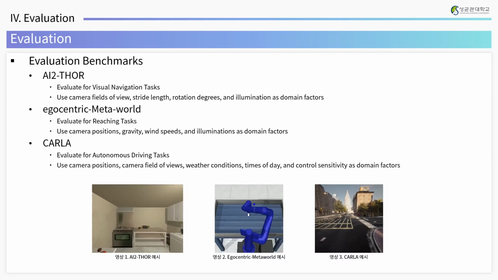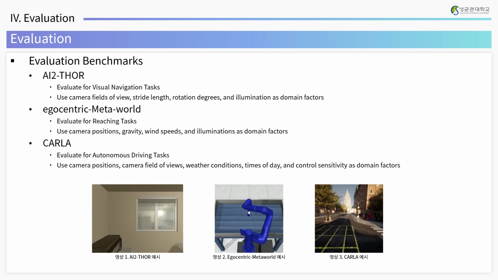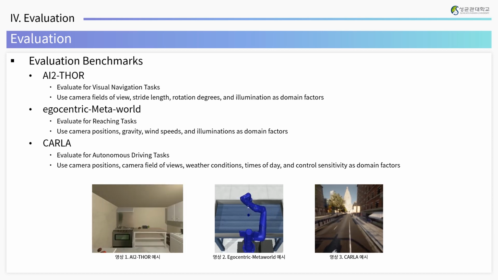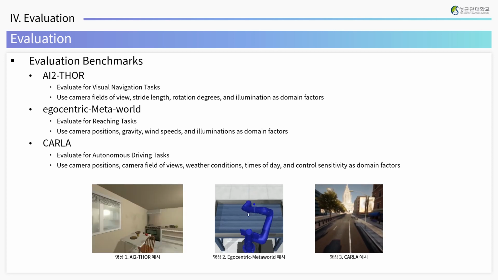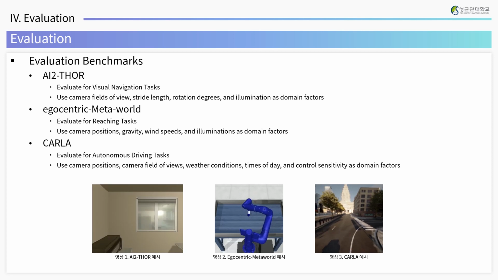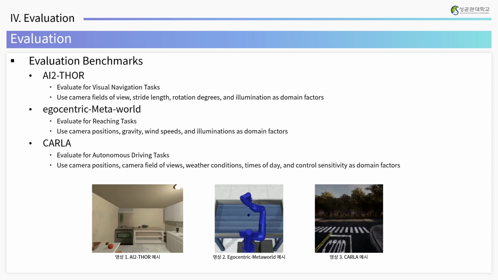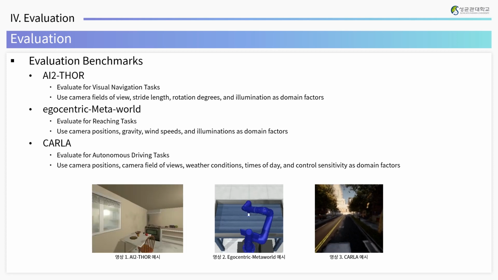Now we move on to the evaluation section. Here I will explain experiment settings in simulation environments. Among embodied AI tasks in AI2-THOR, we evaluate our framework with object goal navigation and point goal navigation tasks. For zero-shot adaptation scenarios, 75 different domains are randomly generated with several predefined domain factors. For example, camera fields of view, stride length, rotation degrees, look degrees, and illuminations.